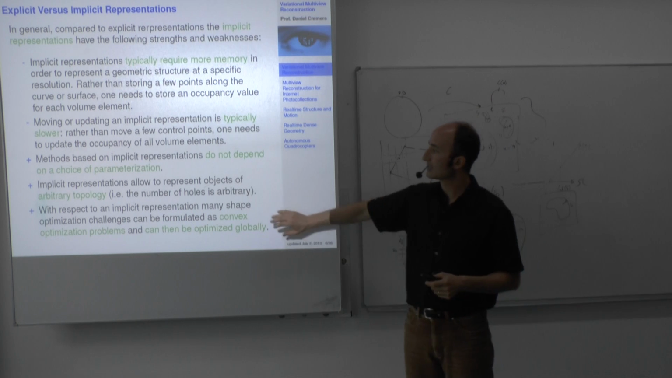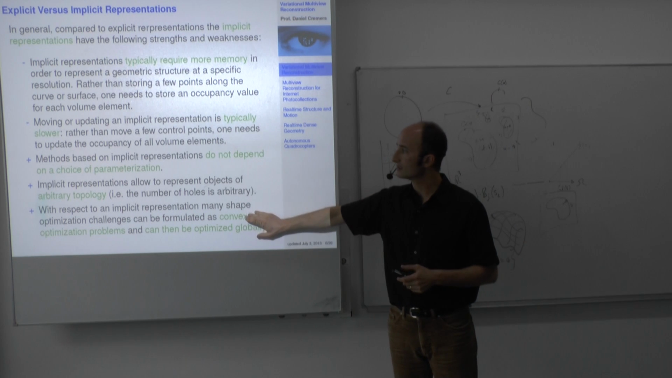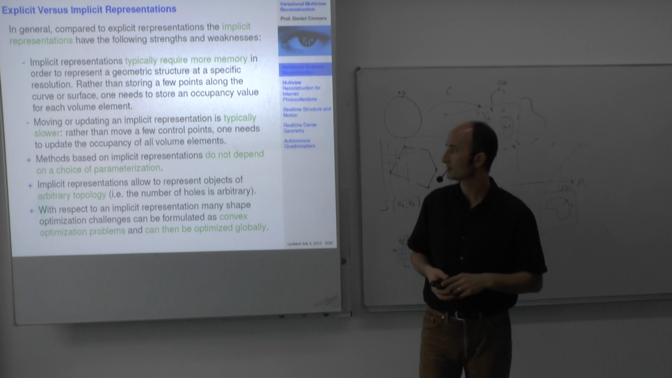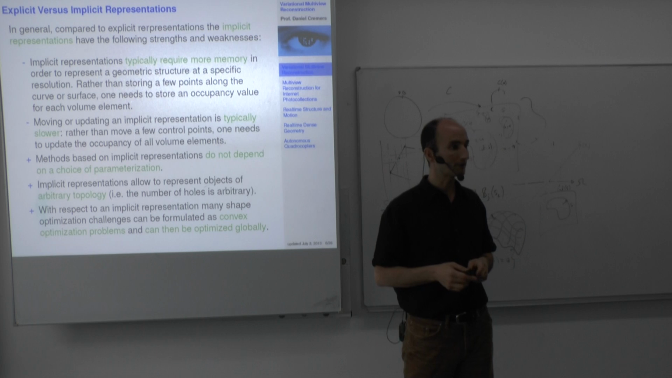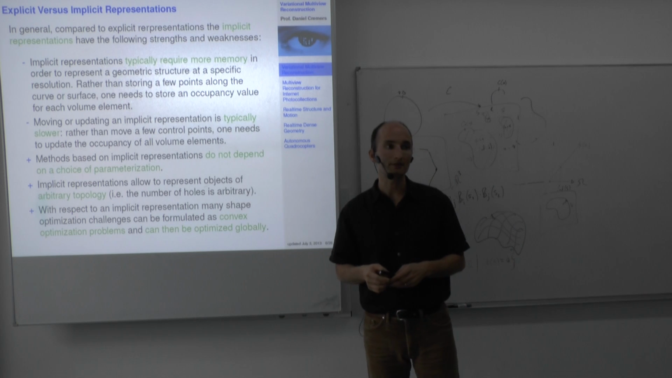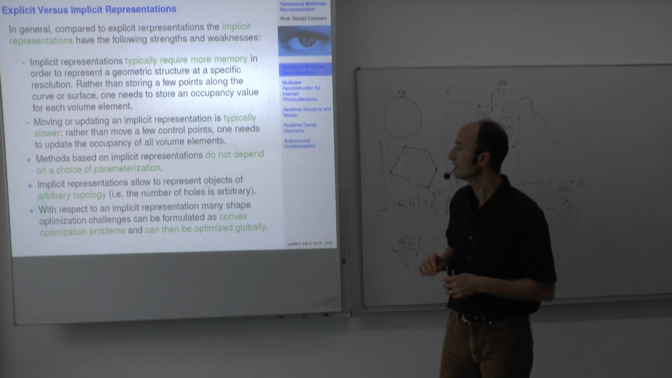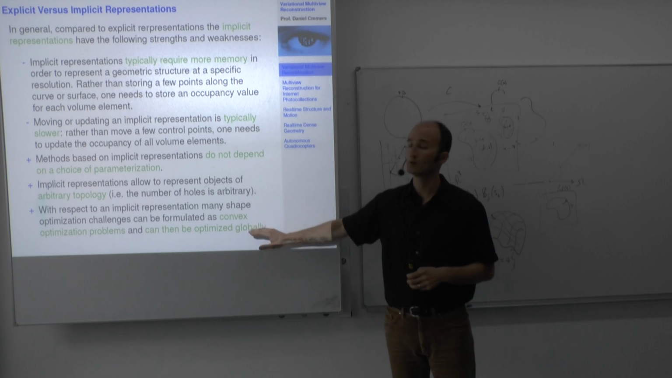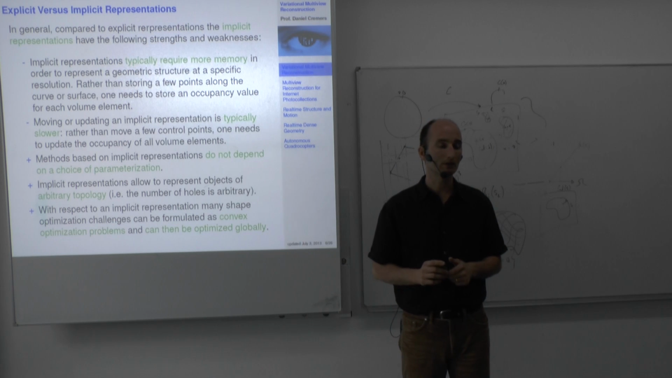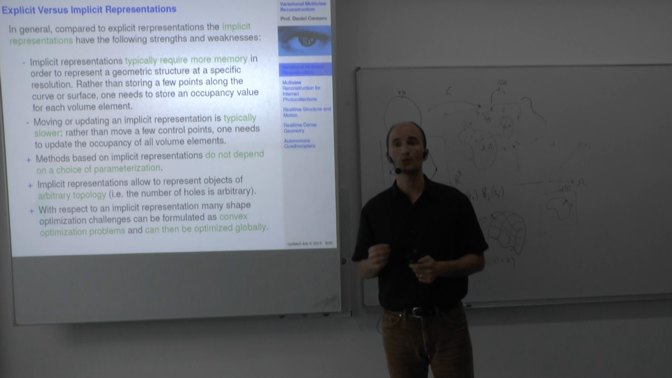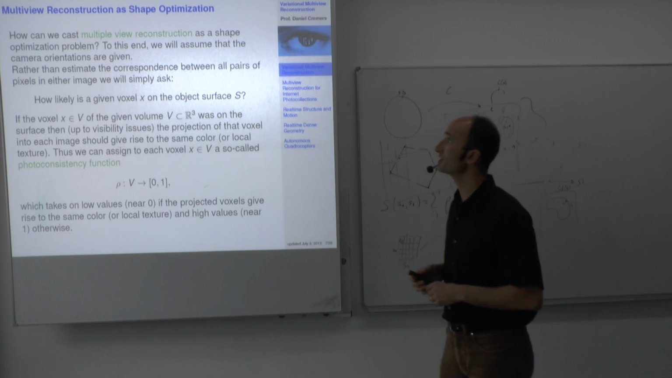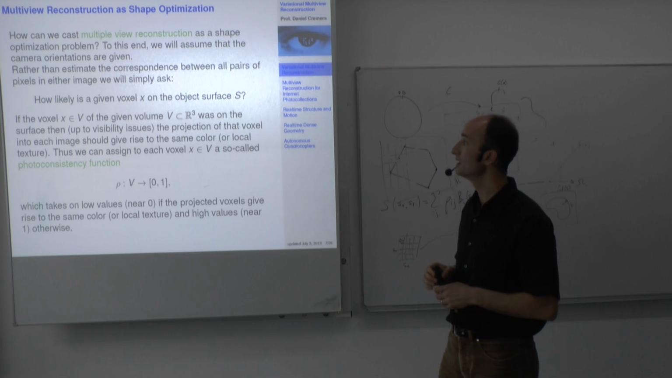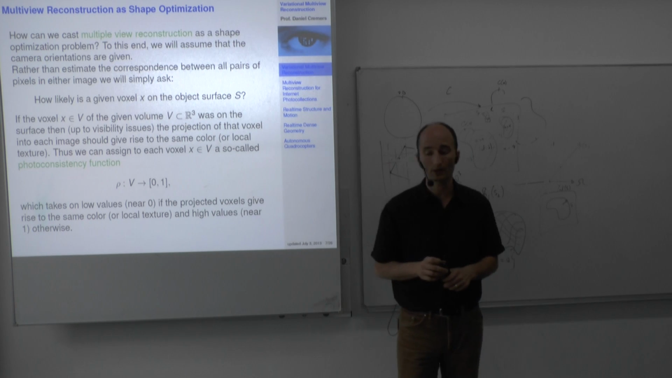A last aspect, and we'll see that in a second, is that once you have implicit representations, shape optimization problems often become convex. And this is quite fascinating. As you know, from an optimization point of view, convexity is good. Convexity means you can compute globally optimal solutions. And we'll actually see that now in a second for the problem of multiple view reconstruction.